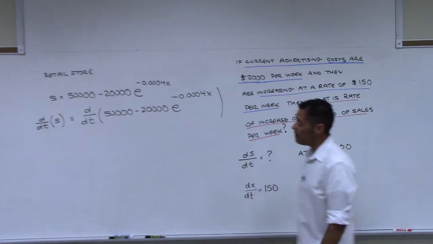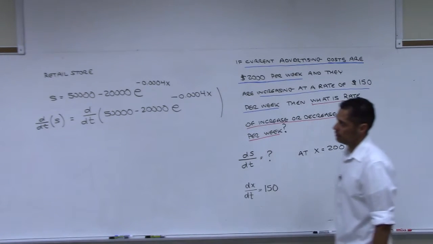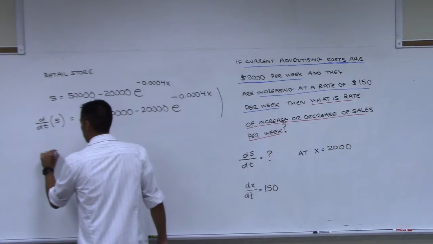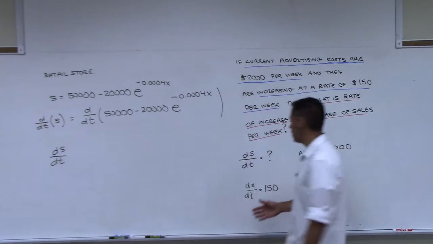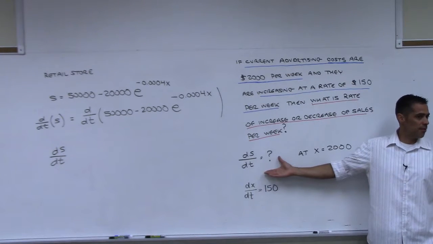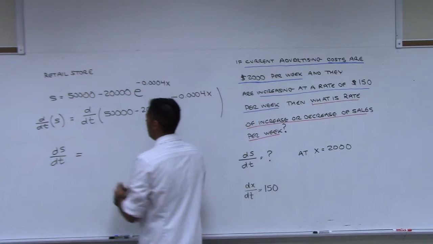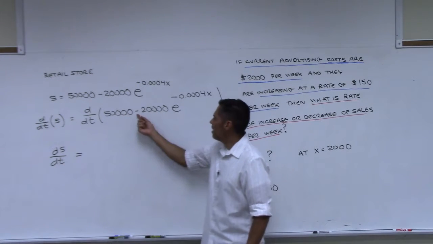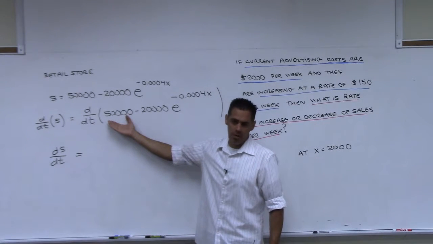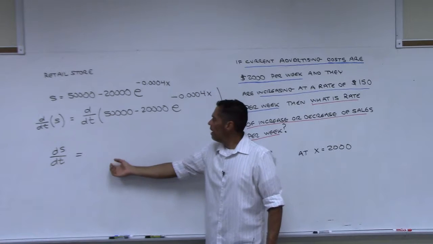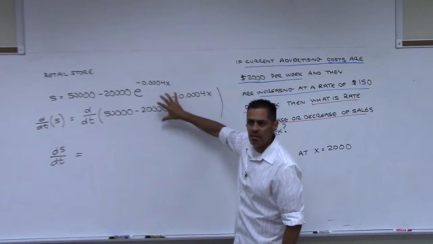What is the derivative of s with respect to t? ds/dt. That's the left side, and we're happy to see it because it's what we're trying to solve for. On the right side, we have 50,000 and then minus something. So we can do these separately. What's the derivative of 50,000? 0. So that's gone. Now we have minus 20,000 attached to this thing.